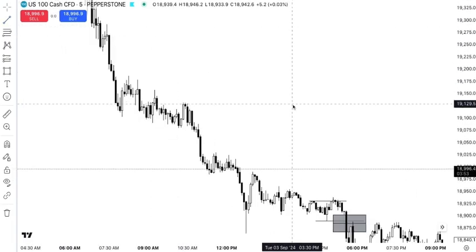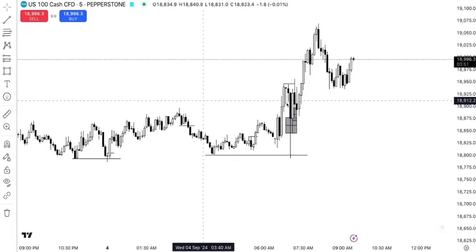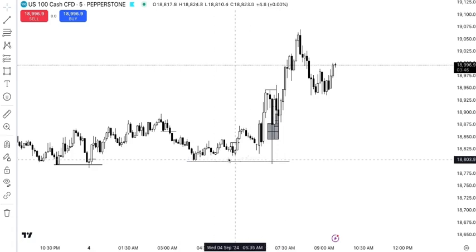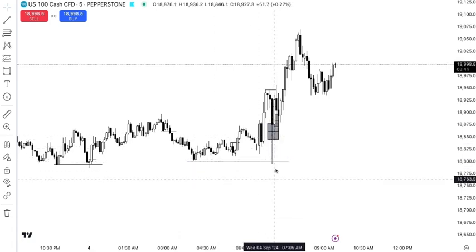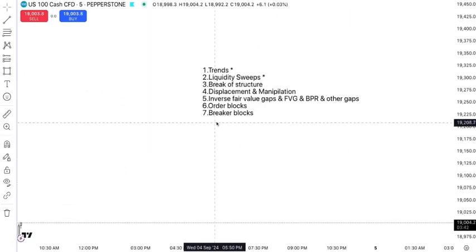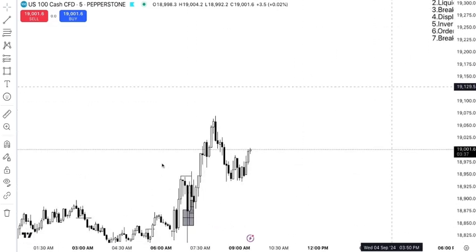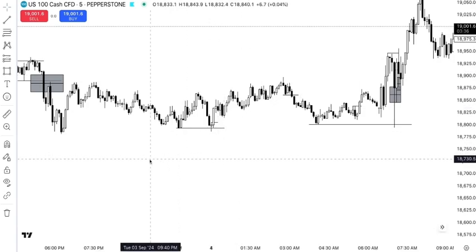And then a manipulation is just a liquidity sweep, like these lows getting swept by this candle. It didn't displace through, it just swept. So yeah, and then next we have an inverse fair value gap, BPR, and other gaps. So we're going to go over that right now.